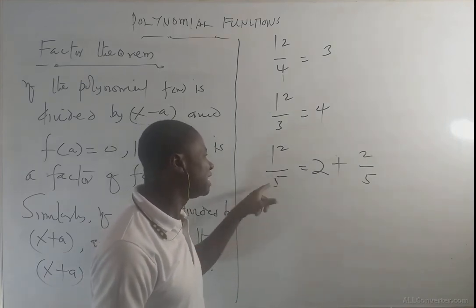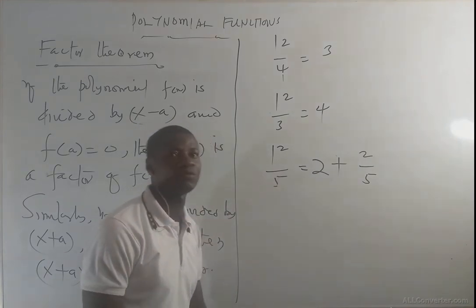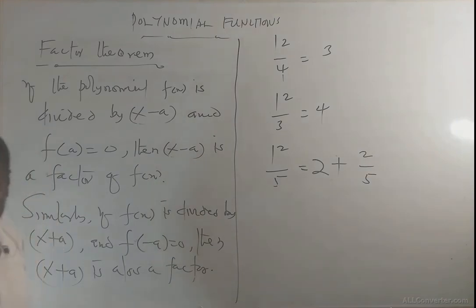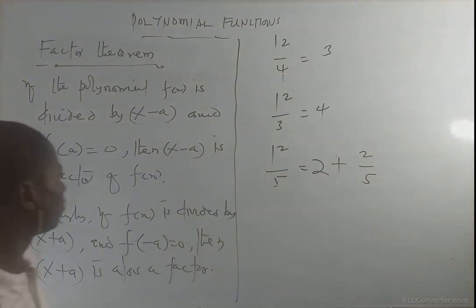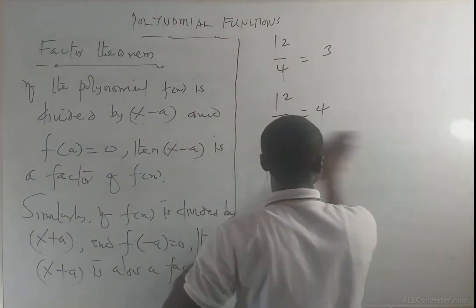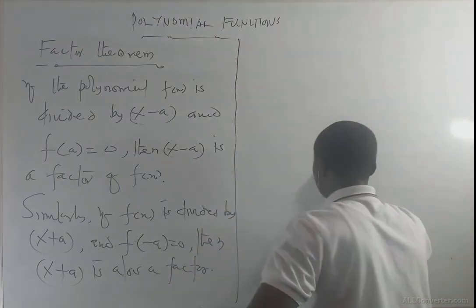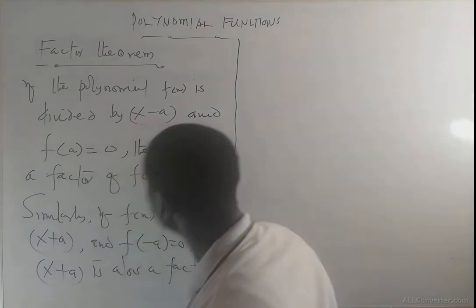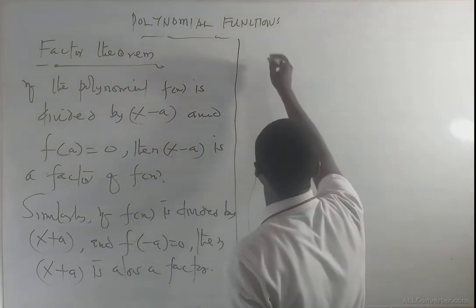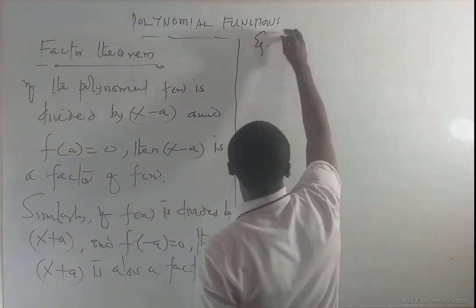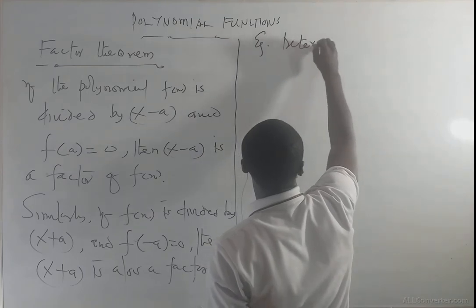Because there is a remainder, it means that 5 is not a factor of 12. That is what you are talking about. So when you are given a question, you can be asked to determine whether the given divisor is a factor or not.